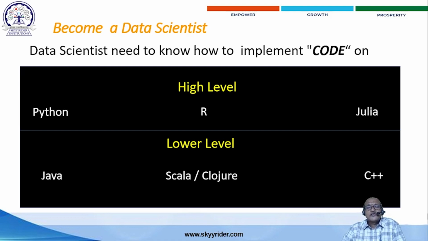This is a common question: after completion of my graduation, I want to become a good data scientist, so how? The answer is that you must first be aware of coding. At which level? Data scientist positions are at two levels: high level data scientist or low level data scientist. If you want to choose high level, you must be aware of Python, R programming or Julia. Or else you have to choose low level applications, where you have knowledge of Java or Scala or Clojure or C++.